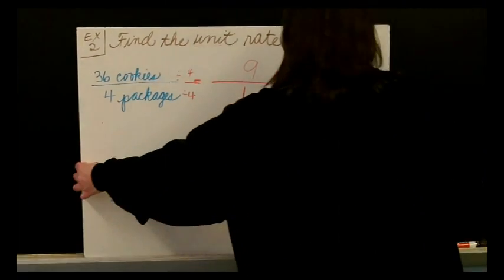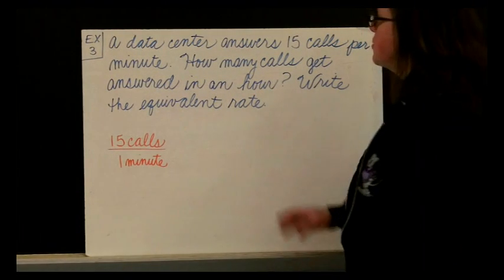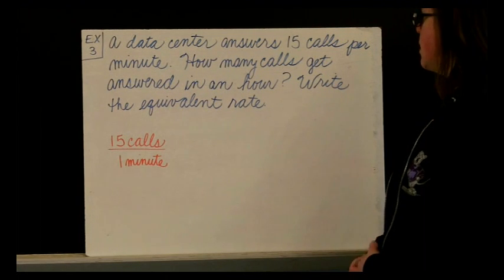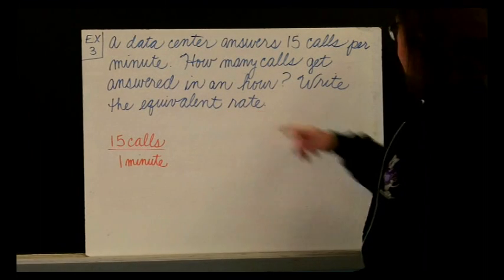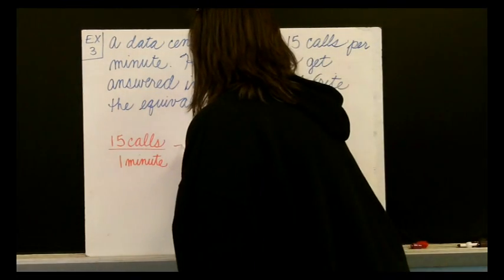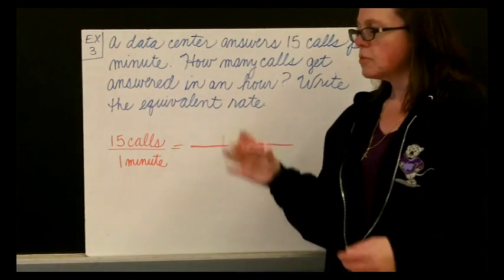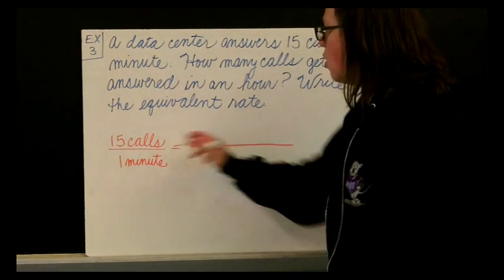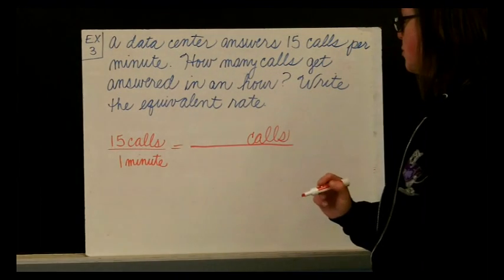We have one more example. This one's a little different. A data center answers 15 calls per minute. How many calls get answered in an hour? Write the equivalent rate. The important thing to remember when you're working with ratios is to keep your units the same. Since calls is in our numerator, it stays in our numerator.